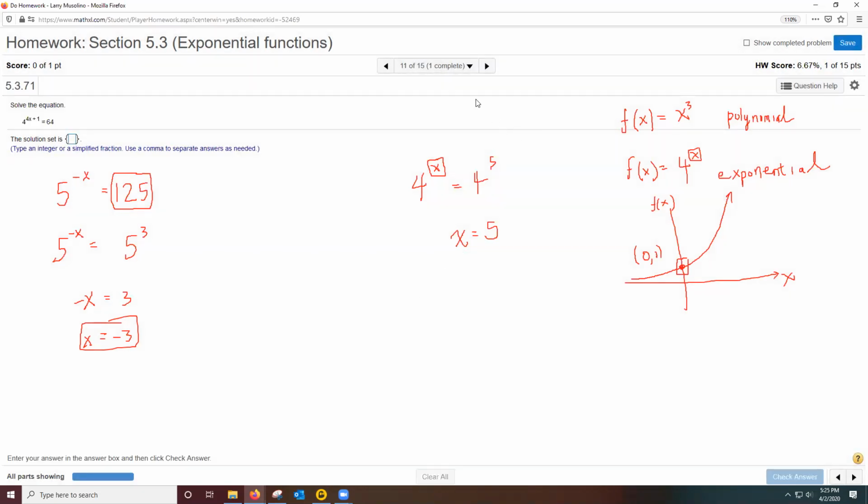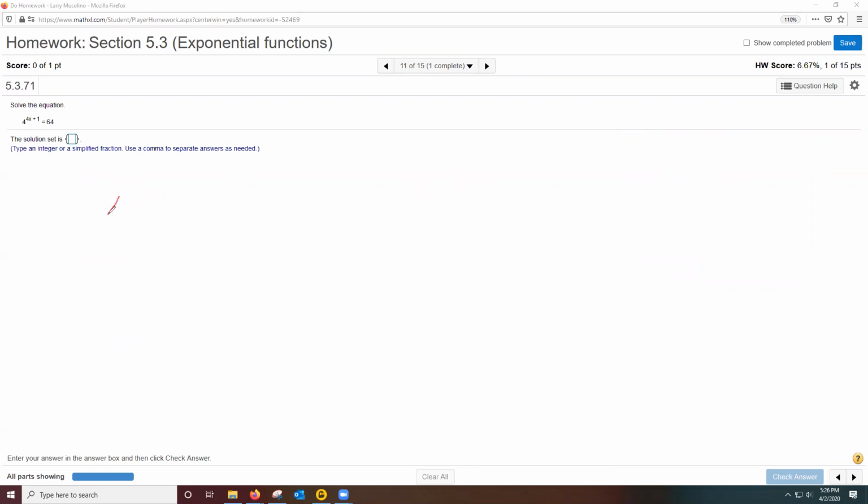All right, let's do another example here. So this one is going to be similar. And what I want to do is get the bases to be the same. So on the right-hand side, I'm seeing the number 64. Can I rewrite 64 using base 4? Well, yeah, 4 to the exponent 3 is 64, right? 4 times 4 is 16. 16 times 4 is 64.